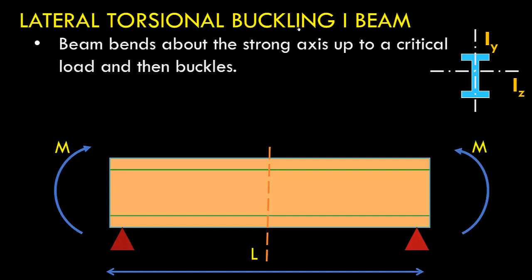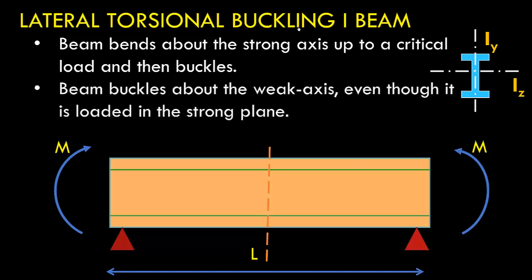So first the beam bends about the strong axis up to a critical load, and then it buckles. So the beam buckles about the weak axis even though it has been loaded in the strong plane. Buckling happens about the weak axis because the moment of inertia about the weak axis is smaller compared to the strong axis, and that's why buckling happens about the weak axis even though this member has been loaded in a strong plane. So now the question is, at what moment, that is, what critical moment, will this phenomenon start.